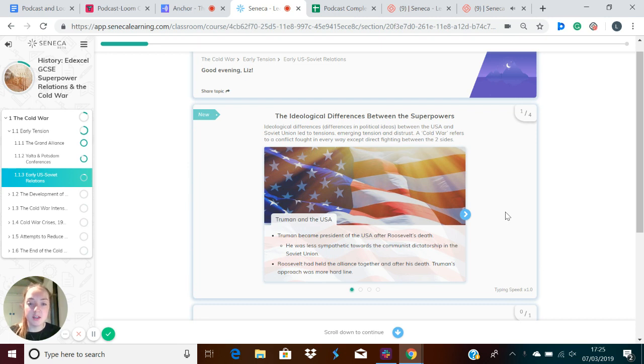Truman became president of the USA after Roosevelt's death. He was less sympathetic towards the communist dictatorship in the Soviet Union. Roosevelt had held the alliance together, and after his death, Truman's approach was more hard-line, so he was tougher.